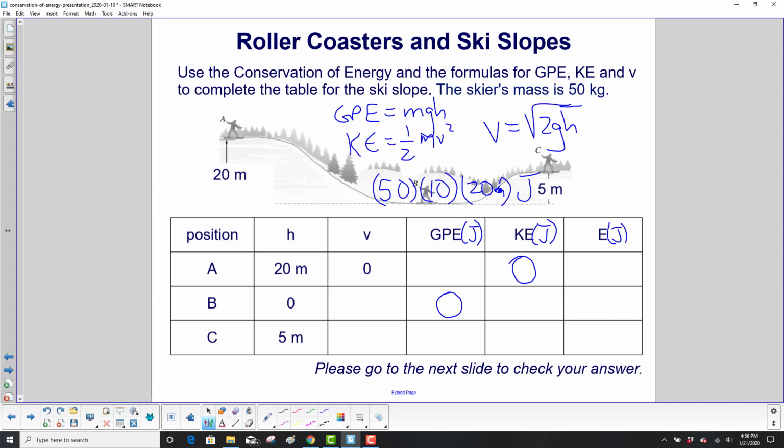So what does that equal to? 500 times 20? 50 times 10 is 500. So 10,000 joules. So that is also the total energy. So put that into the columns here. And please fill out the rest. And once you find kinetic energy, actually you'll be finding this first, and then going over and finding the velocity using this formula.